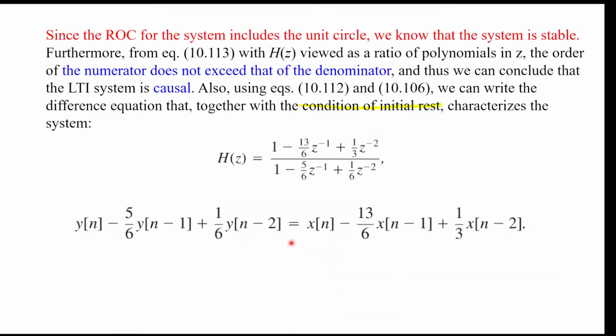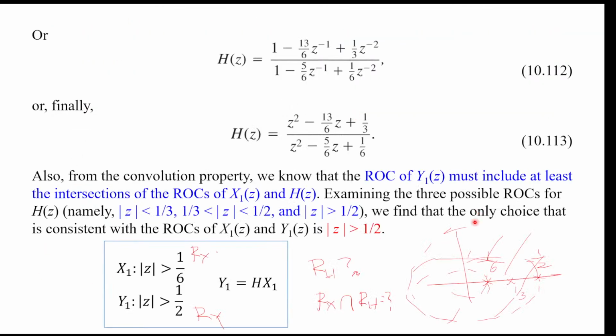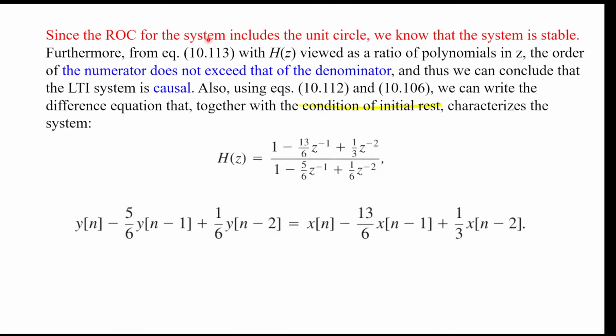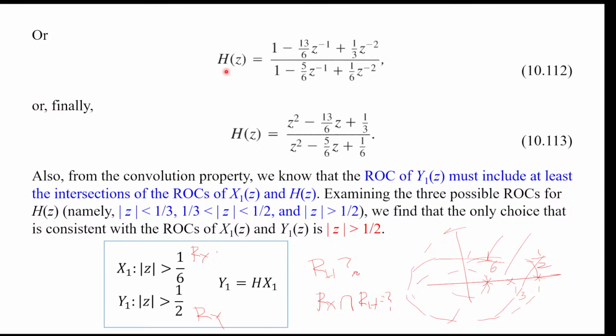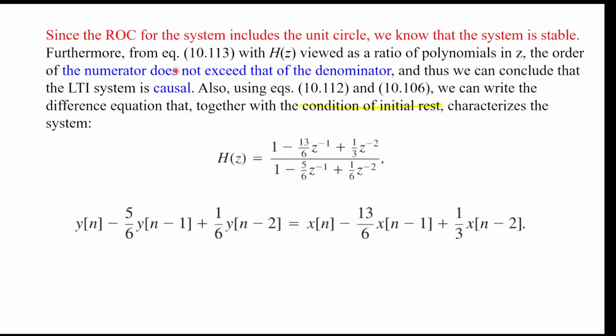And finally, we can determine some properties of the system. Now we already know the system function. So the system function has this form, with RC being greater than 1 over 2. And so first we see that RC includes the unit circle. So once again, the system is stable. And for causality, we see that h of z, as z goes to infinity, is a finite value, so the RC includes infinity. So the system is also causal.